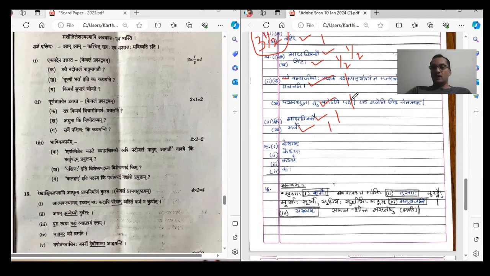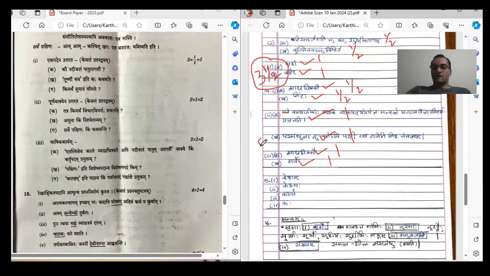1, 2, 3, 4 and 5. This main, the student gets 5 marks.